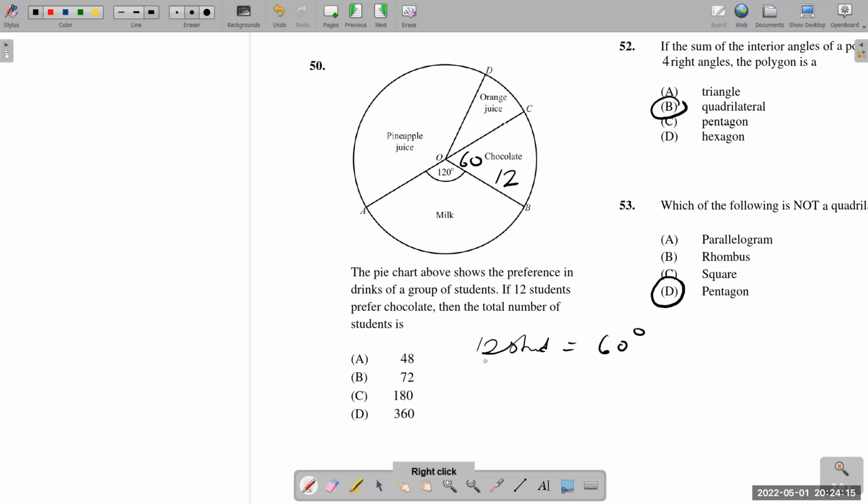So one student is equal to 5 degrees. What do I have to multiply 5 by to get to 360? So one student is 5 degrees, and we need 360 degrees. So what do we multiply by? 72. So when you multiply by 72 on both sides, you realize it's 72 students.